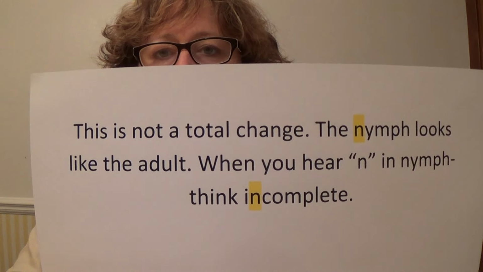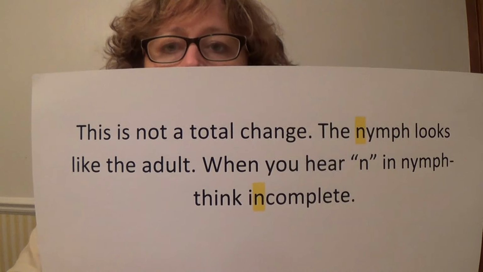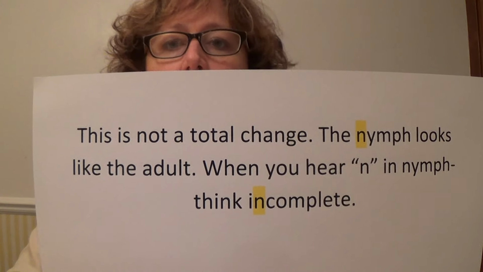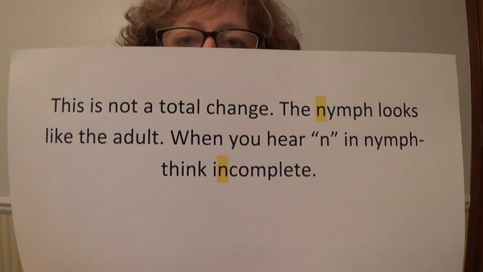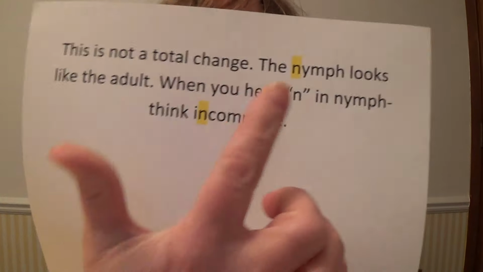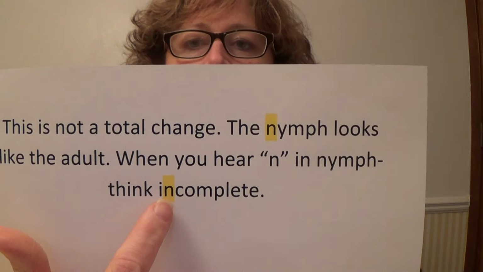As the nymph gets bigger, it wiggles out of its exoskeleton, and it becomes a bigger nymph. So when we think about incomplete metamorphosis, there's 3 stages. It's not a total change. The nymph looks like the adult. When you hear n in nymph, you think incomplete. N in nymph, incomplete. Okay, that helps us to remember.